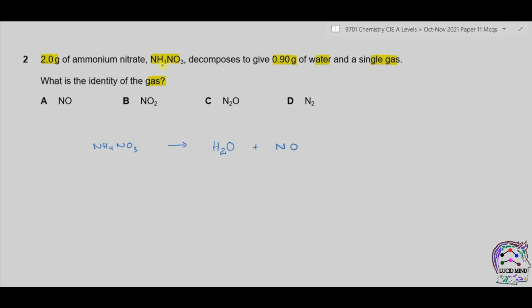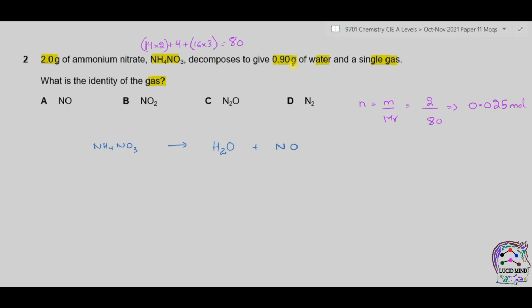Now we can find the molecular mass of ammonium nitrate. We have 2 nitrogen atoms, so 14 into 2, it is 28. Plus we have 4 hydrogen atoms, plus 3 oxygen atoms, so 16 into 3. It comes equal to 80. Now we can find the number of moles of ammonium nitrate by using this mass. Number of moles is equal to mass in grams divided by Mr. Putting values, mass in grams is given, it is 2. Mr is calculated, it is 80. So the number of moles of ammonium nitrate is 0.025 moles.